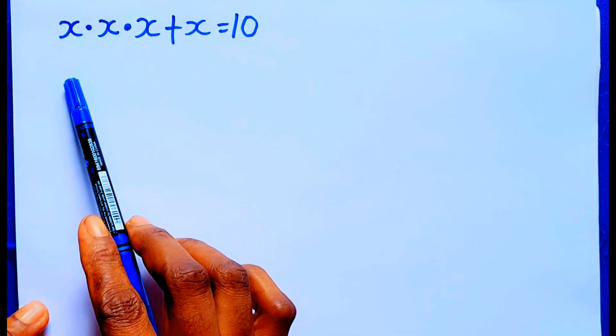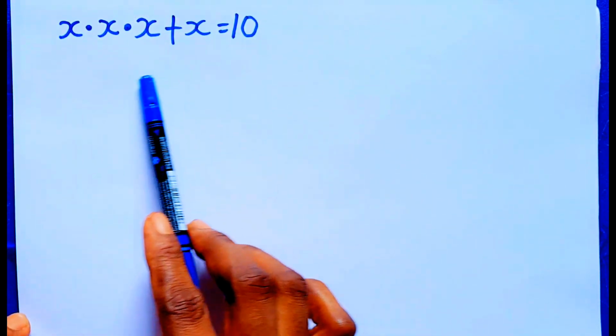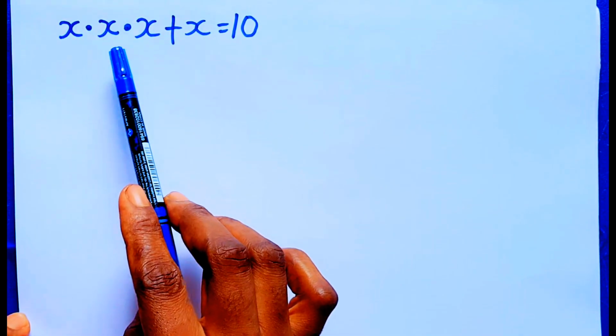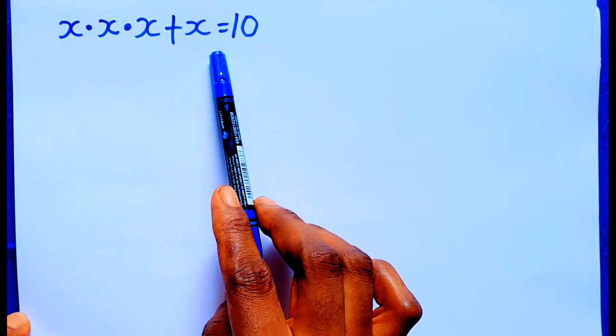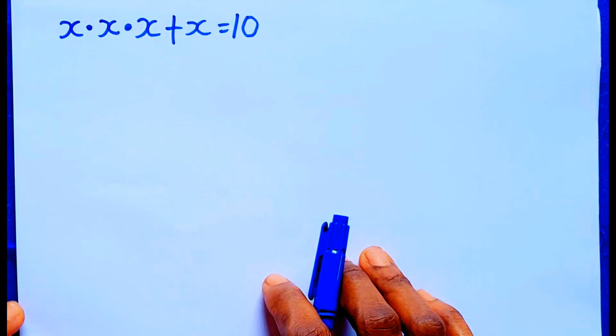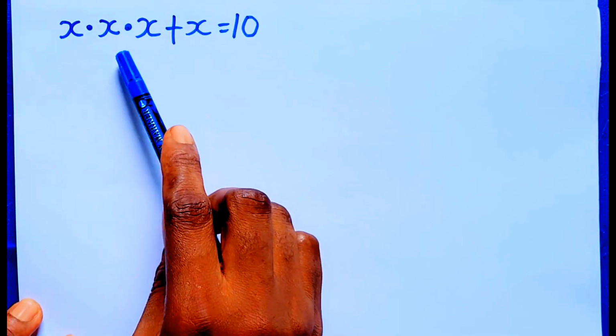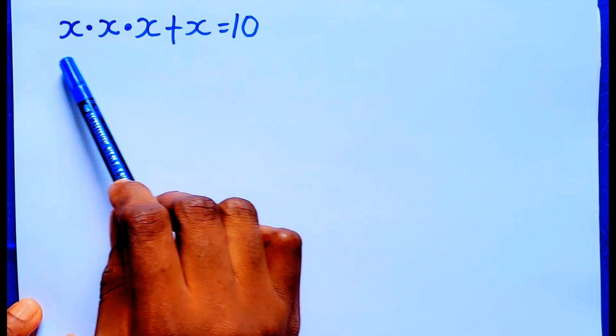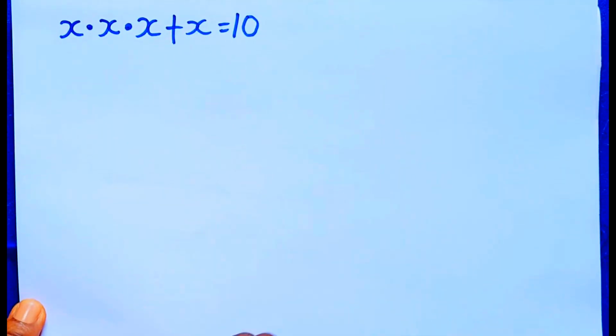Now join me, let's find the value of x in this given equation. Okay, we have x times x plus x equals 10. Now what we are going to do first is to note that multiplication is of higher priority to addition. So we are going to multiply this first before adding, okay?